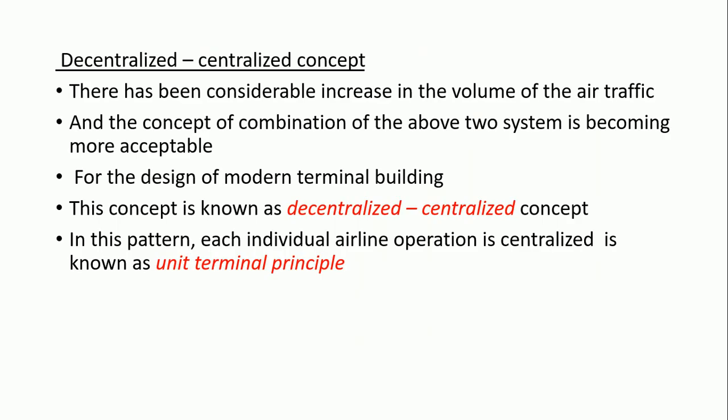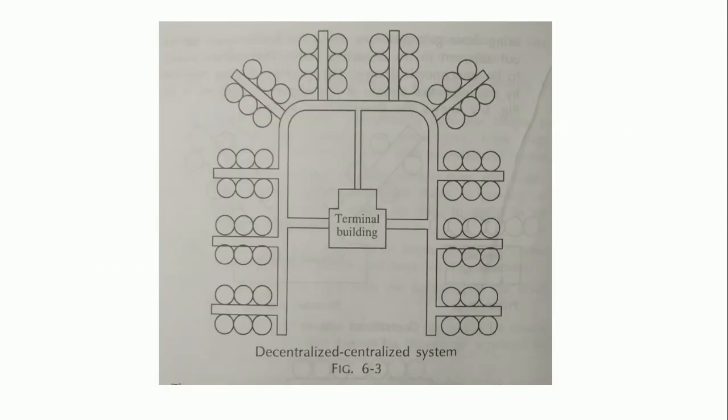And the next thing is the decentralized and centralized concept. There has been a considerable increase in the volume of air traffic, and the concept of a combination of the above two systems is becoming more acceptable for the design of modern terminal buildings. This concept is known as the centralized concept by combination of the decentralized and centralized systems. In this pattern, each individual airline operation is centralized, which is known as the unit terminal principle. This is showing the combination of the decentralized and centralized systems.